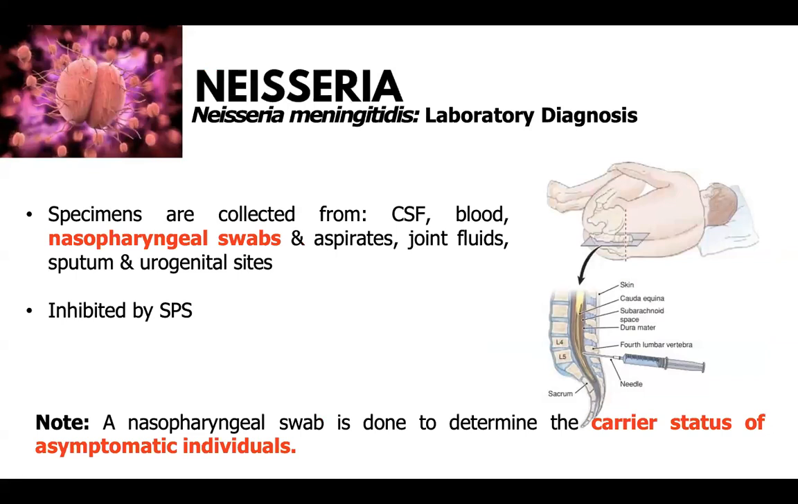So anong ating gagawin? Okay? The samples that we are usually going to process are CSF. So hindi tayo magko-collect niyan, si doktor. Okay? Blood, pwede tayong mag-collect nito. Nasopharyngeal swabs, aspirates, joint fluids, sputum, and urogenital samples. Again, remember, hindi pwedeng gamitin ang SPS pag nag-blood culture, so gumamit ng gelatin. A nasopharyngeal swab is done to determine the carrier status of asymptomatic individuals.